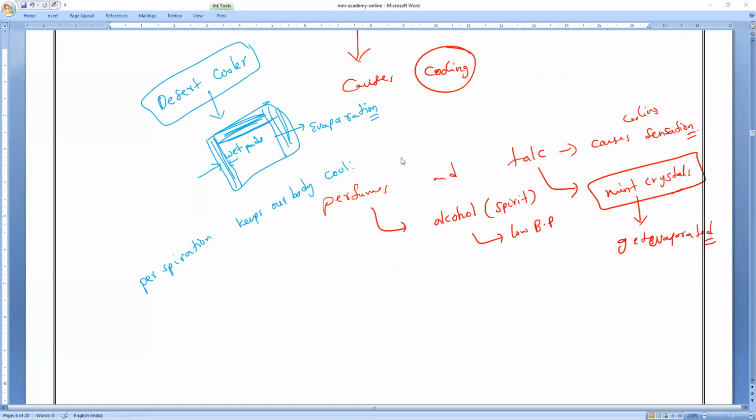So these all are examples of evaporation causes what? Everyone, evaporation causes cooling. These all are daily life examples in our surroundings, which we are seeing and experiencing. So with this, I'll stop, and tomorrow we'll discuss factors affecting the rate of evaporation.